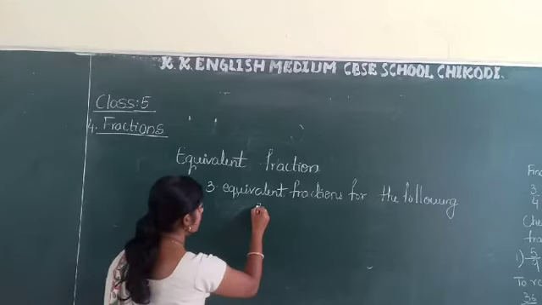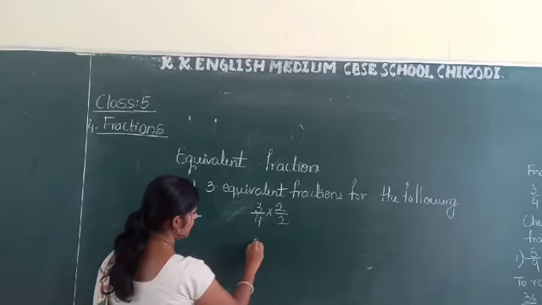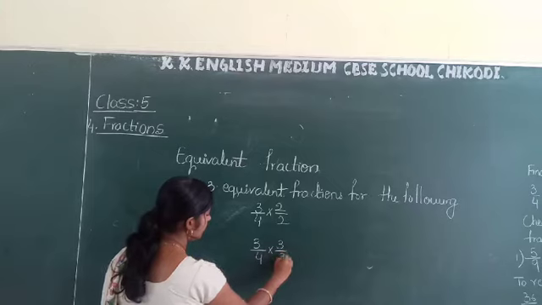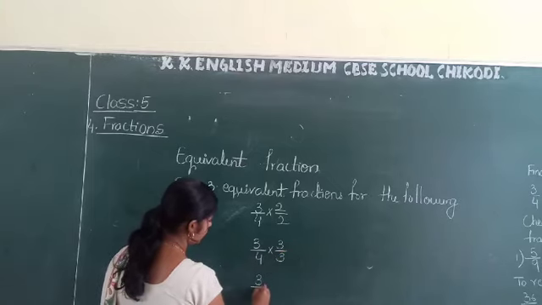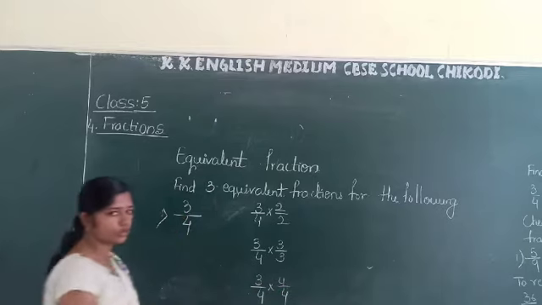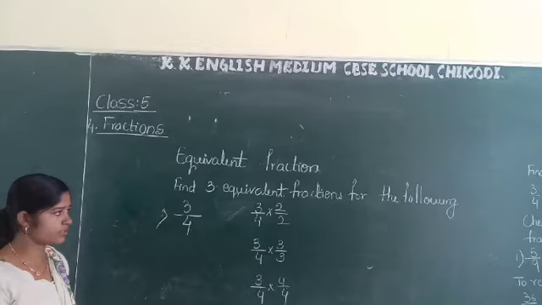When you are going to find the equivalent fractions, you multiply the numerator and denominator with the same number. Take here 3 by 4, into 2 by 2. Again 3 by 4, and here I will take one more, 3 by 3. Again 3 by 4 and 4 by 4. Here no need to take 2, 3, 4.